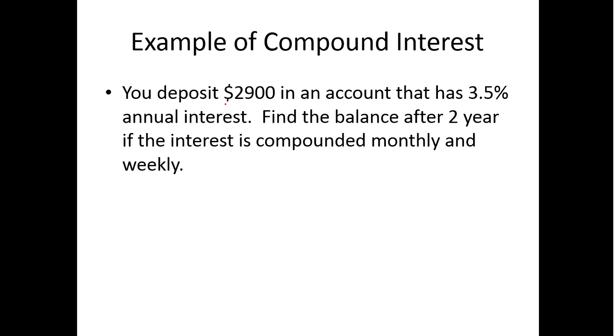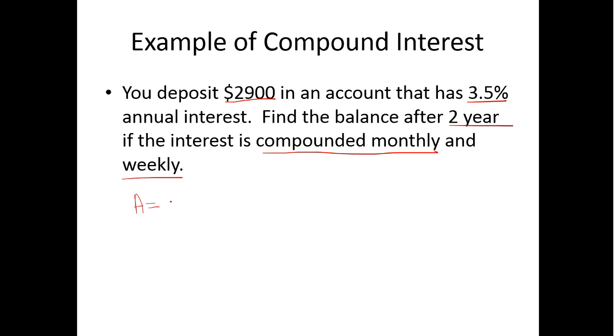So what I'm going to do, guys, is underline all the stuff I know that I need. 2,900, 3.5%, I need 2 years, and I'm compounding monthly and I'm compounding weekly. So I'm actually going to have 2 problems. One monthly, one weekly, and we're going to see which one gives me the more money. So, first of all, compound monthly.